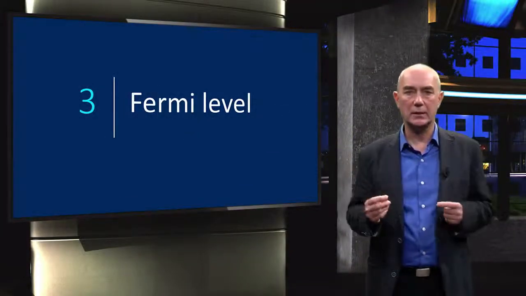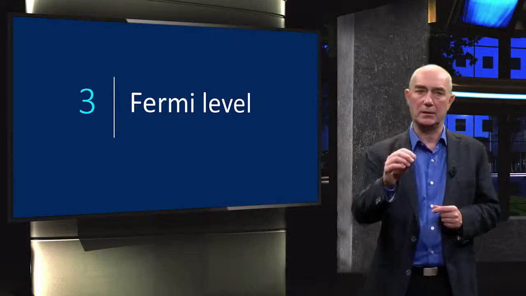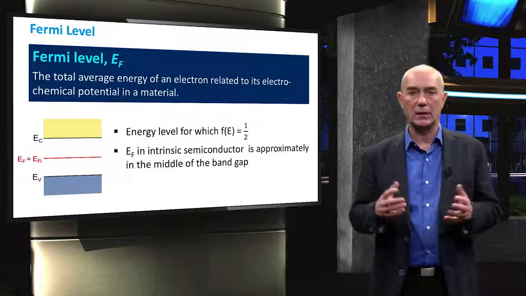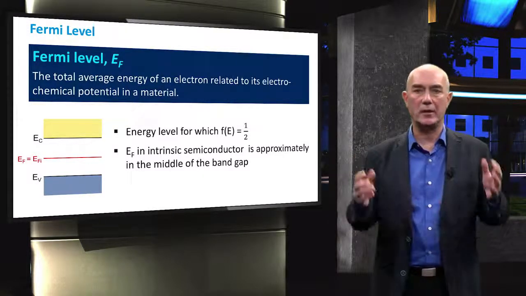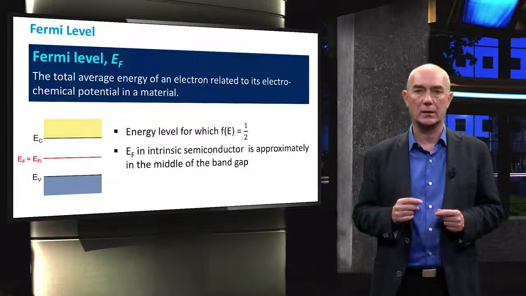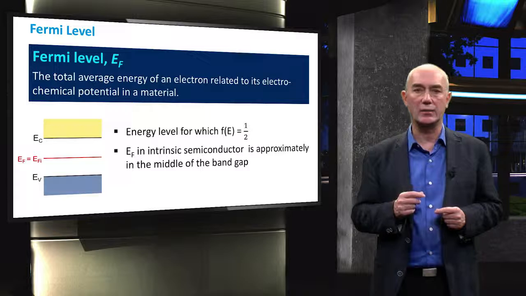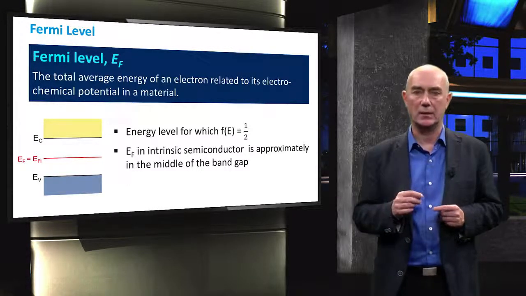Before we go any further, let me explain a very important concept, the Fermi level. So what is exactly the Fermi level? In general, it represents the total average energy of valence electrons of a material. This energy takes into account the electrochemical energy of all the electrons in the conduction and valence band.